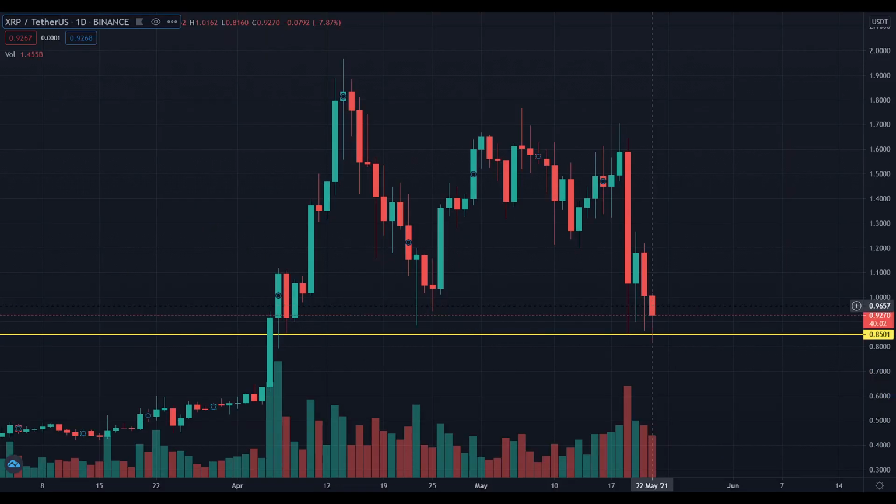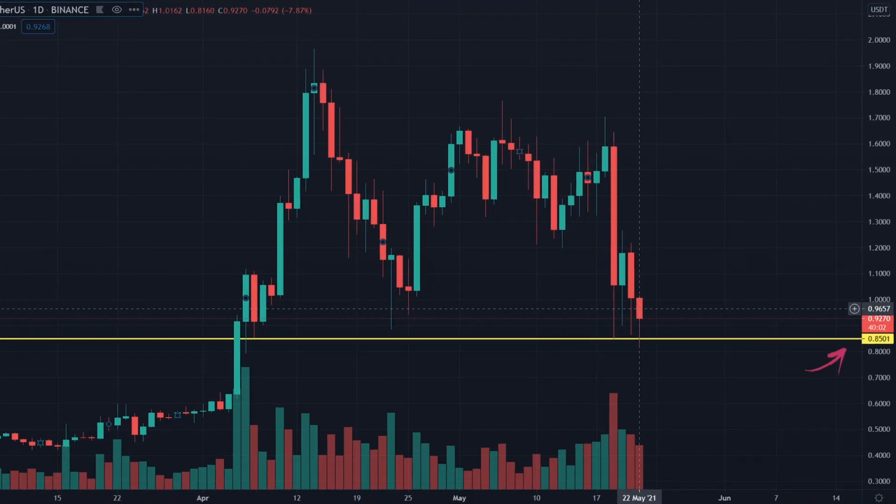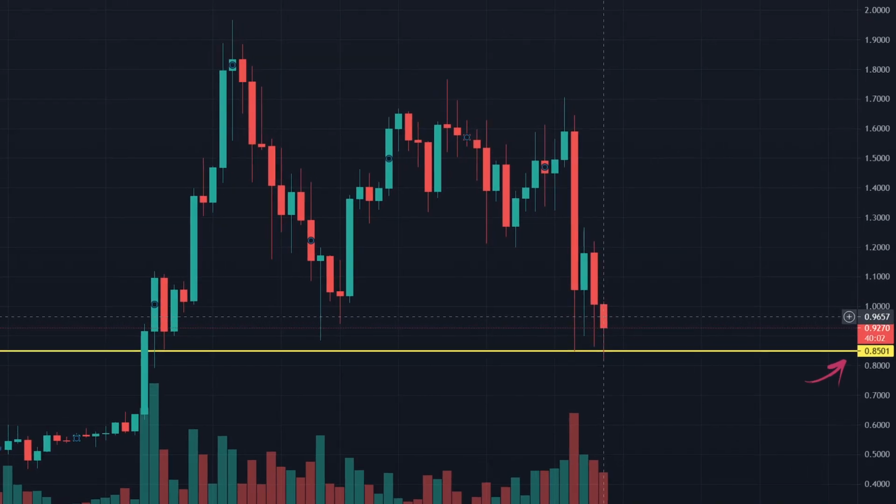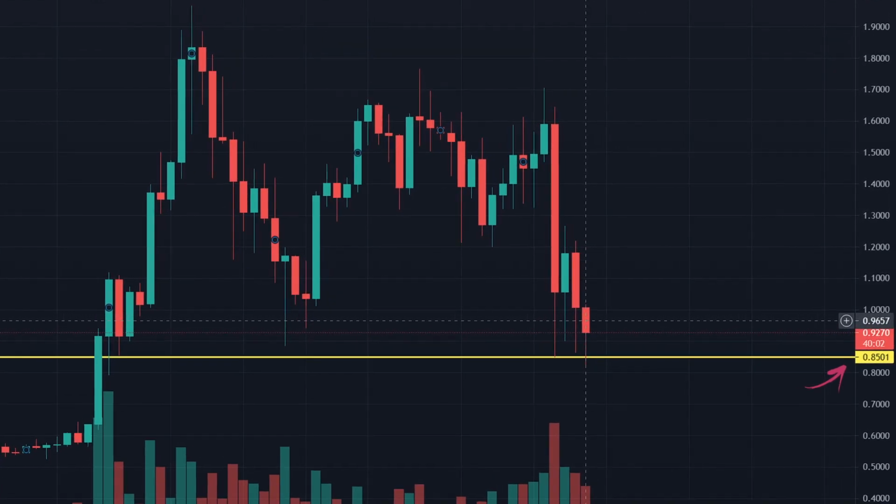In the current chart, we need to find the support zone if the price falls. We can see that 85 cents is the strong support zone here. We can also see that price touched its support level on May 22nd and reverted back.